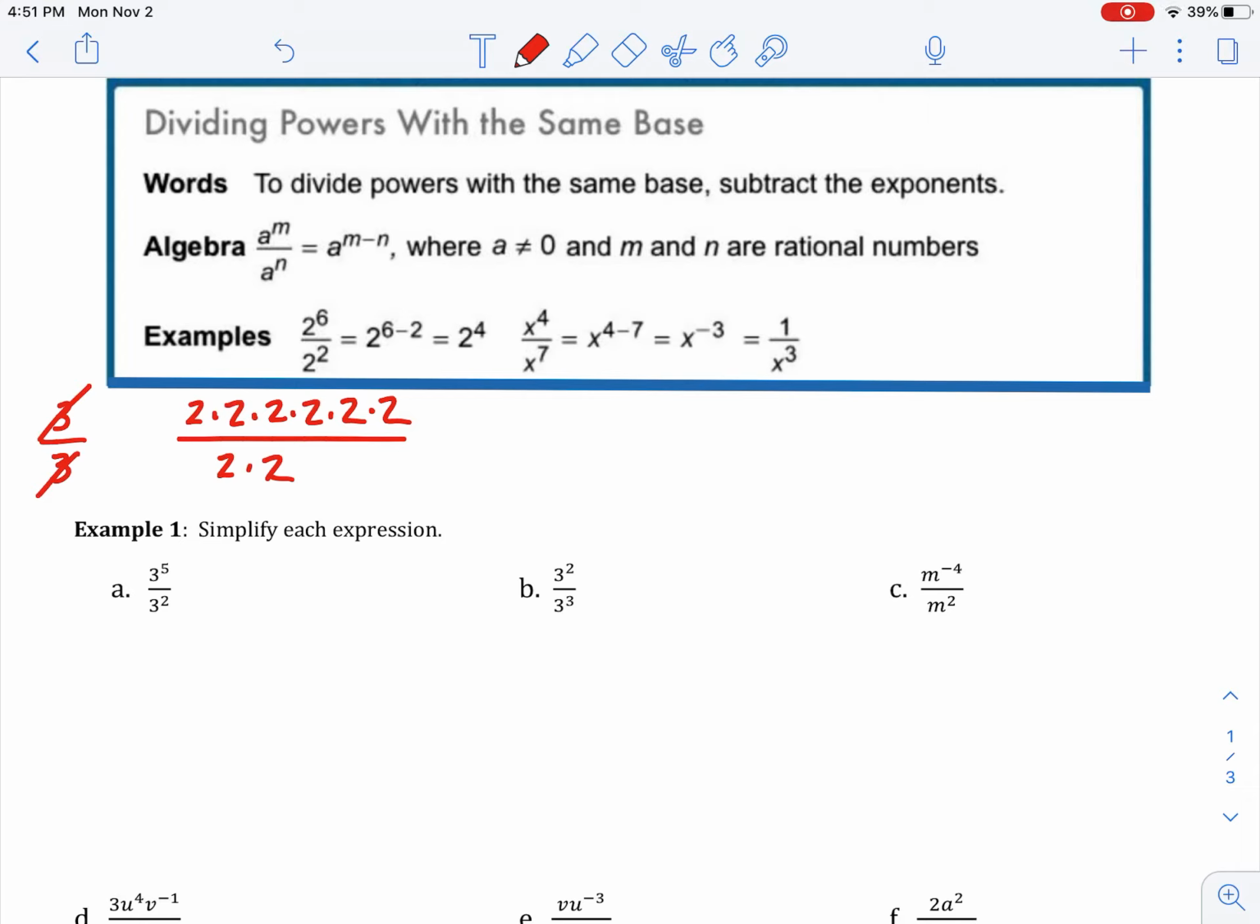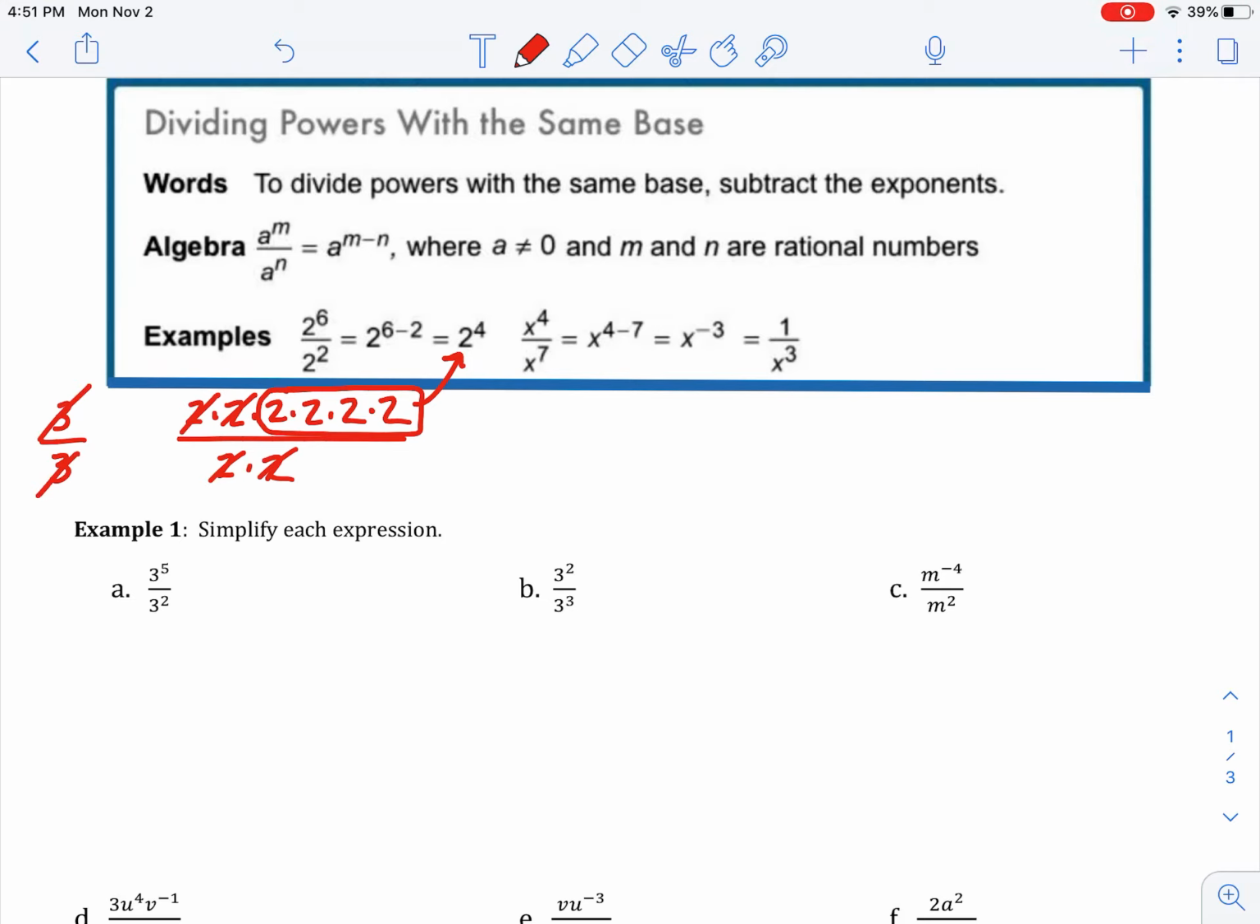So think about having 2 over 2. That would cancel, and this other 2 over 2 would cancel. And the 4 2's on the top would have nothing left to cancel with, and so that's why the final answer is 2 to the 4th power.